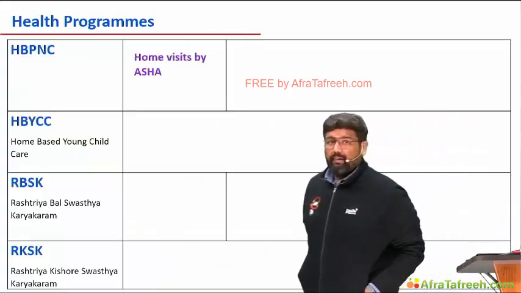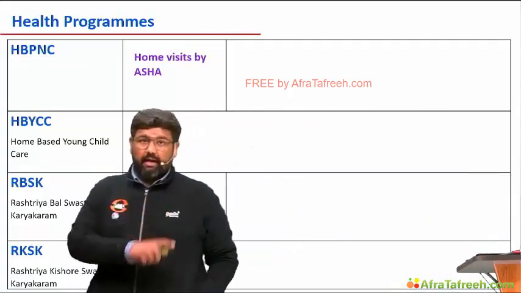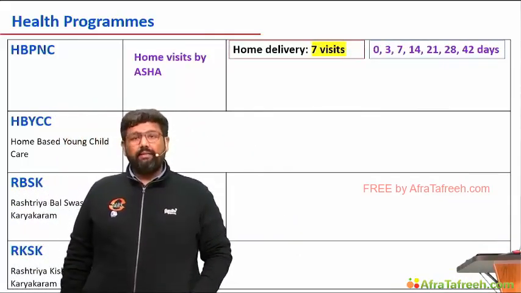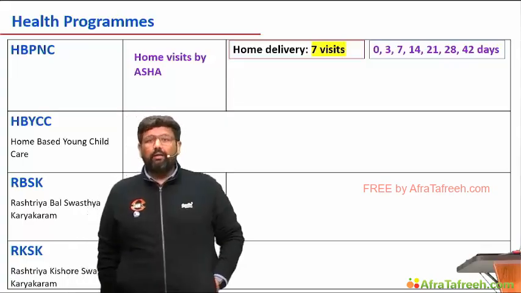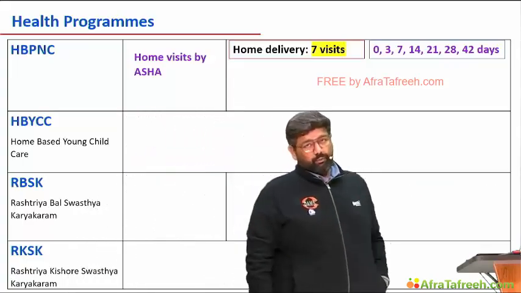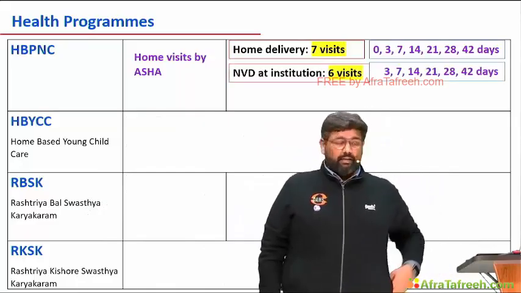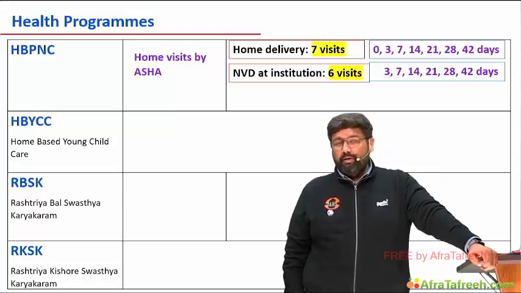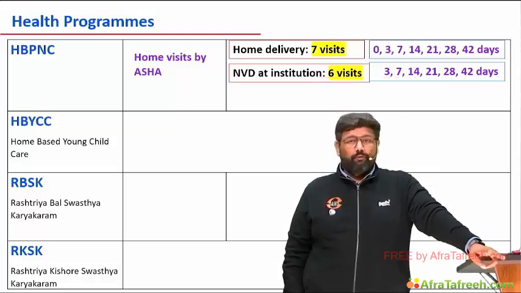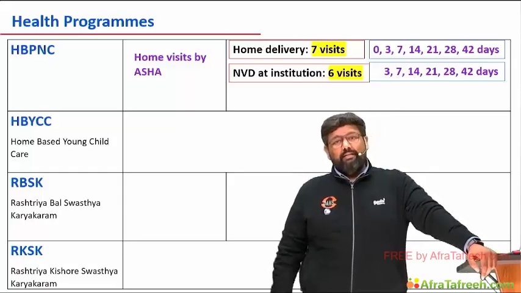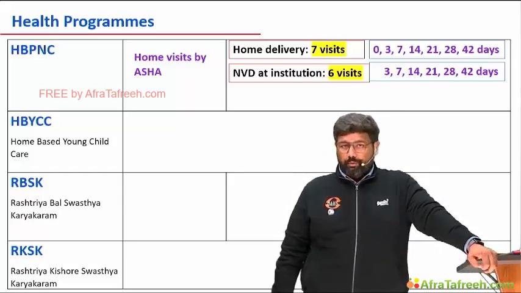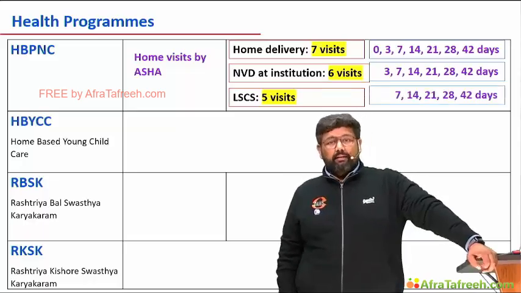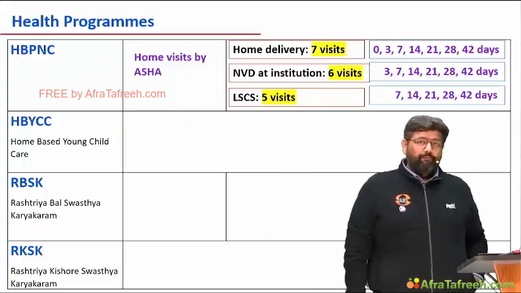HBNC. Here, home visits are done by ASHA. 7 visits in case of home delivery, on 0, 3, 7, 14, 21, 28, and 42 days. If it is a case of normal vaginal delivery in a hospital, we give 6 visits because the lady is supposed to be in hospital for the first 2 days. Then 3, 7, 14, 21, 28 and 42 days. LSCS, 5 visits: 7, 14, 21, 28 and 42 days.